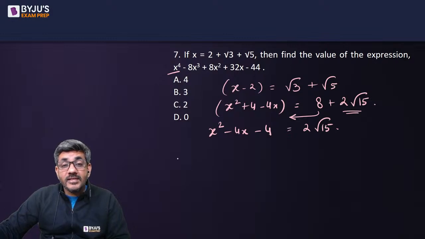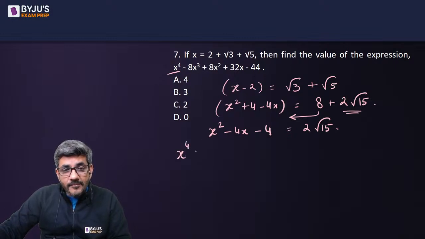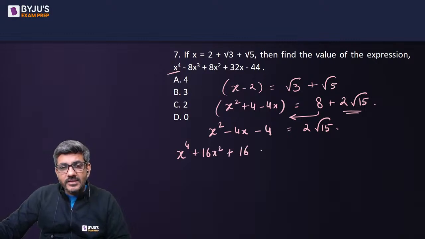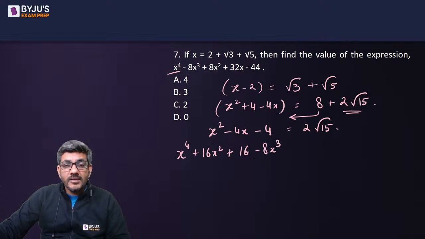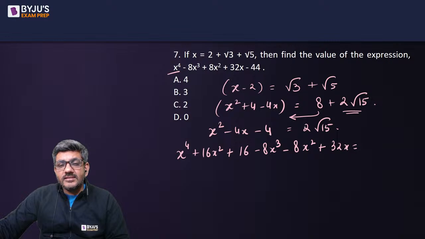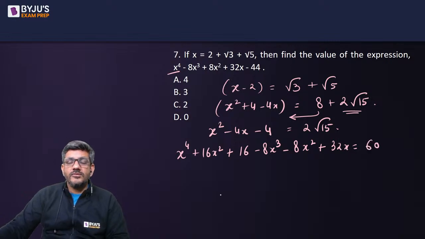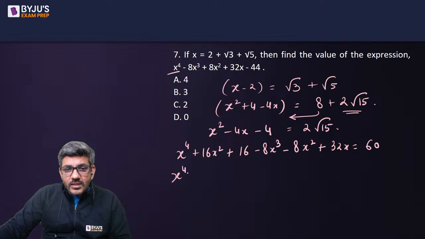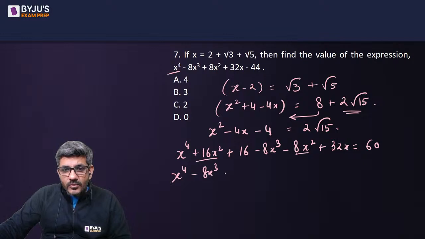Now what is the square of a plus b plus c? It is a square plus b square plus c square plus 2ab. 2 into a into b is 8x cube, right? Plus 2ac, that is 8x square, plus 2bc, that is 4 4s are 16 into 2, 32x. This is equal to 2 square into 15, which is equal to 60. So x raised to the power 4 minus 8x cube, and then 16x square minus 8x square is plus 8x square, and then plus 32x.